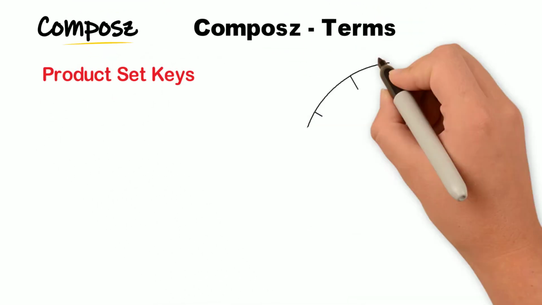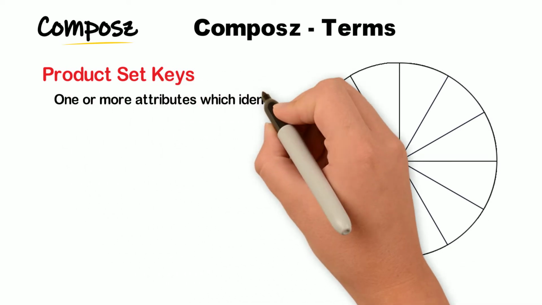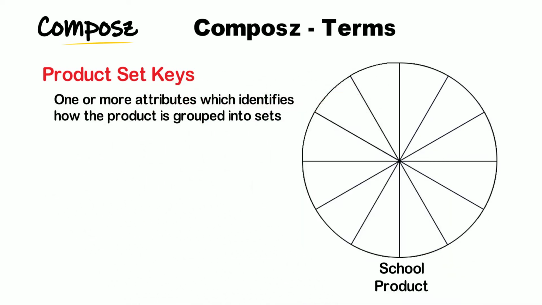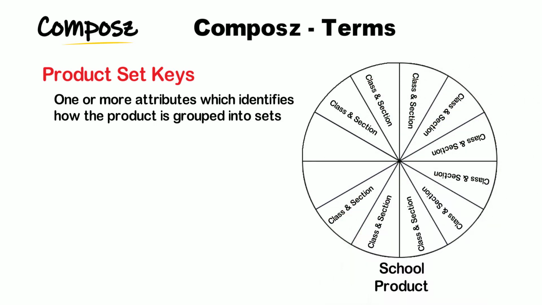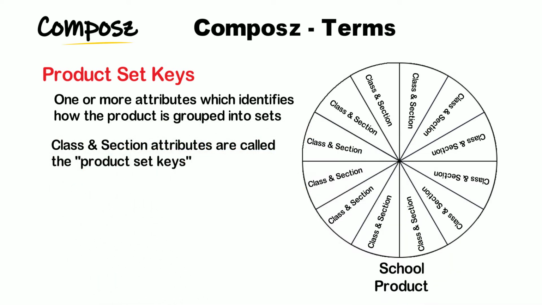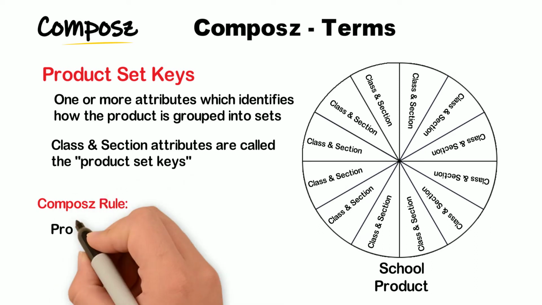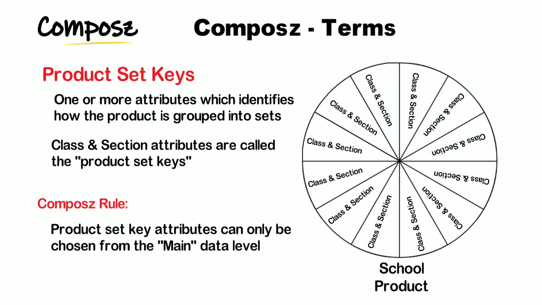Product set keys. Product set keys are nothing but one or more attributes, which identifies how the product is grouped into sets. For example, in the product, school, the product sets are grouped by attributes class and section. The class and section are called product set keys for that product. Composz rule: product set key attributes can only be chosen from a main data level.